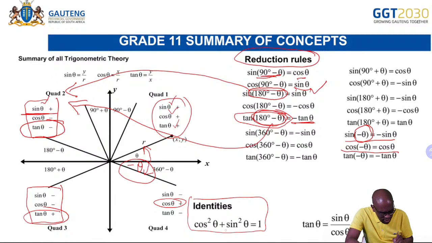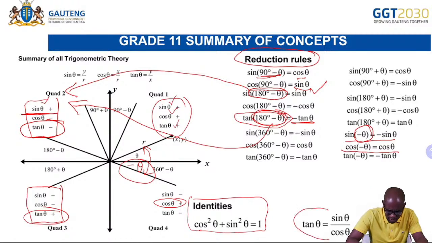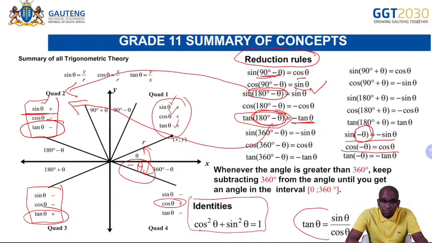Right, we get into the identities. We know that the cosine squared of theta plus the sine squared of theta is 1. We worked a lot with that last week. You also have that the tangent of theta should be the sine of theta divided by the cosine of theta, like that. Right, obviously we can also speak to multiple angles, and with multiple rotation we said that if you get angles that are greater than 360, you're going to subtract 360 until you get angles that are less than 360. Then you can apply your normal reduction formula, like that.